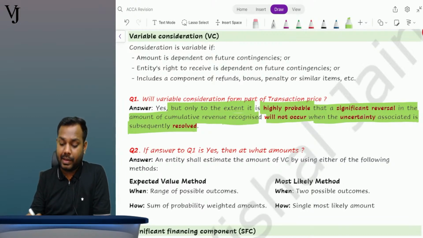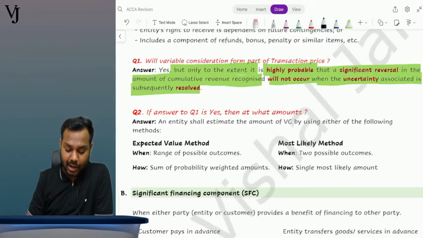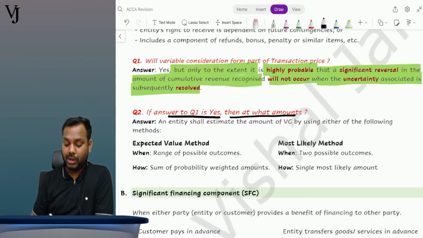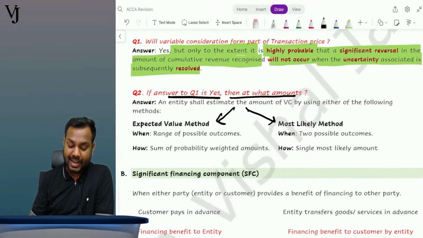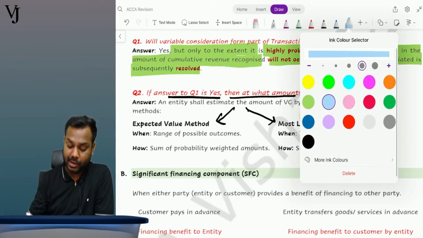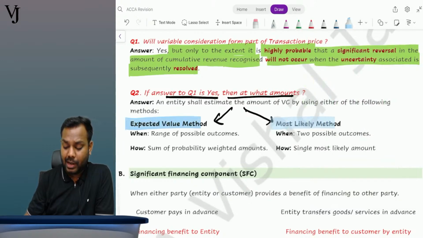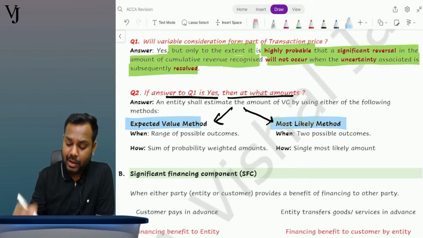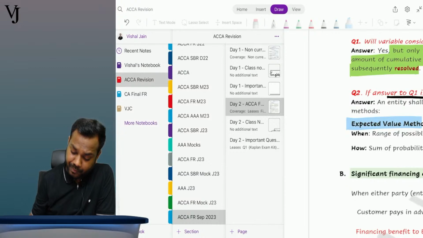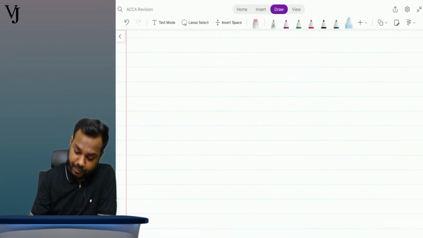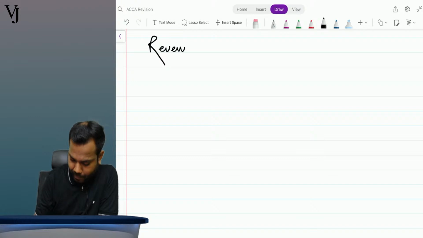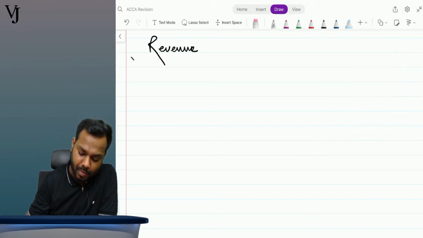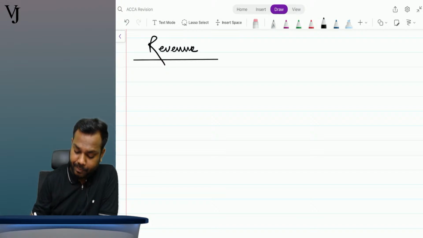If the answer to question number 1 is yes, that we will include the variable consideration as part of the transaction price, then at what amount? The standard says that there are two methods: expected value method and the most likely method. What is the meaning of expected value method? Let's suppose this is how I will take it, explain it off.